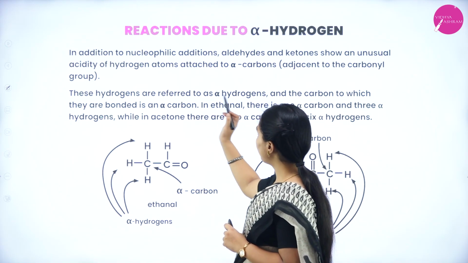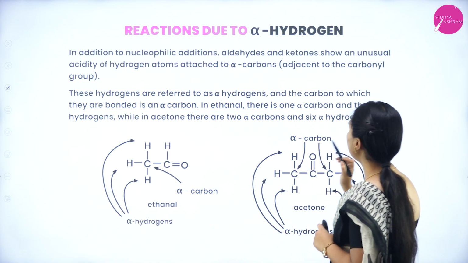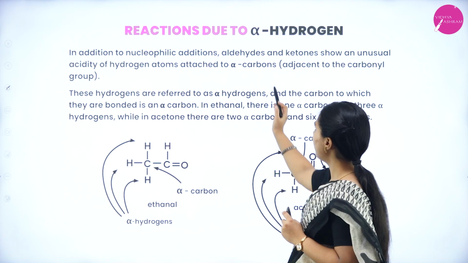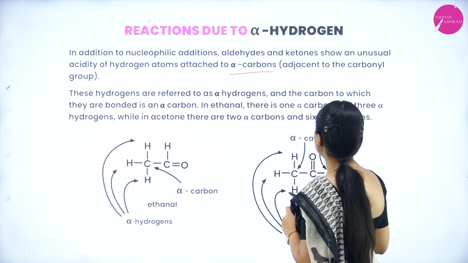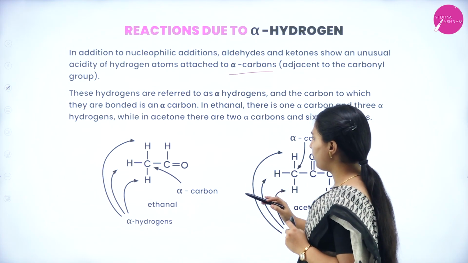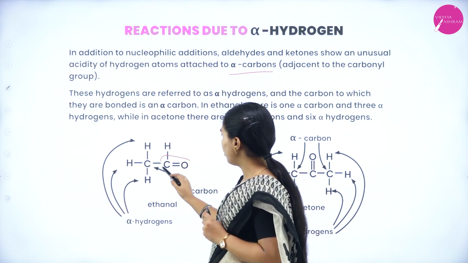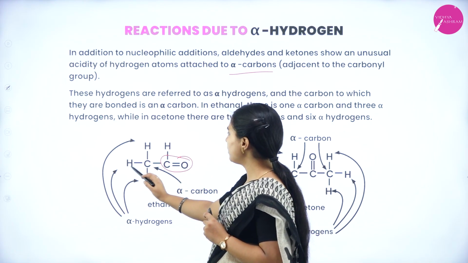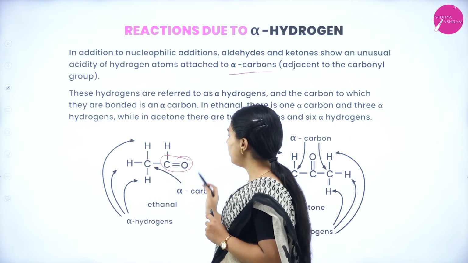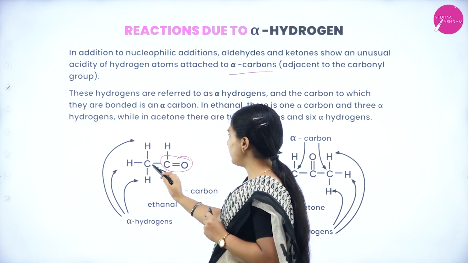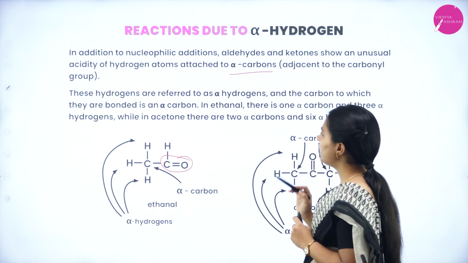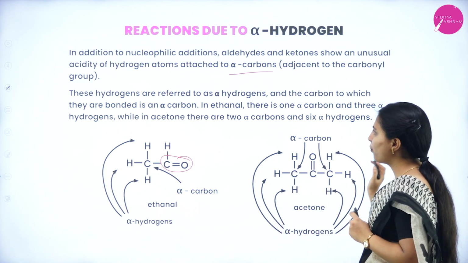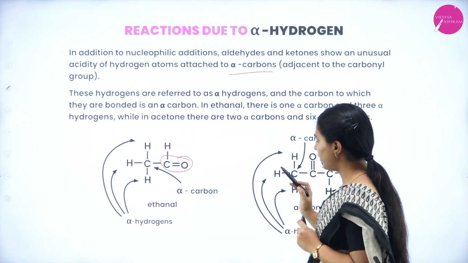In addition to nucleophilic additions, aldehydes and ketones show an unusual acidity of hydrogen atoms attached to the alpha carbon, which is adjacent to the carbonyl group. This is the carbonyl group, and the hydrogens present on the carbon adjacent to it are all alpha hydrogens, and this is the alpha carbon. These hydrogens are referred to as alpha hydrogens, and the carbon to which they are bonded is an alpha carbon.